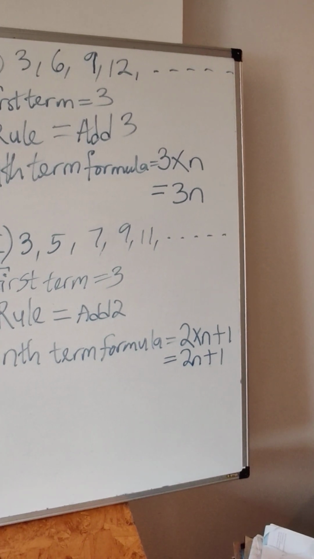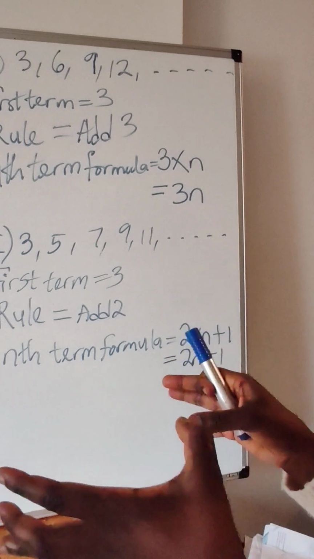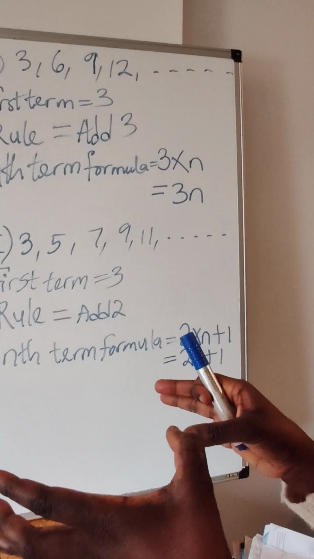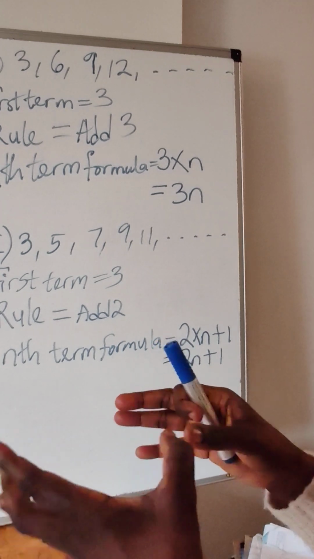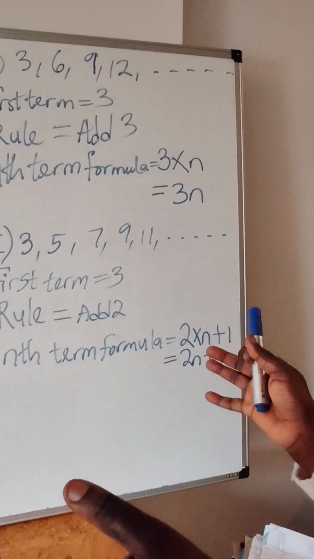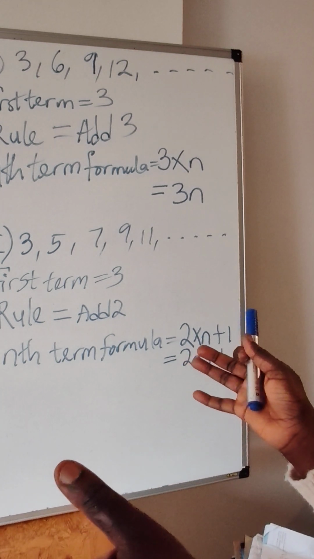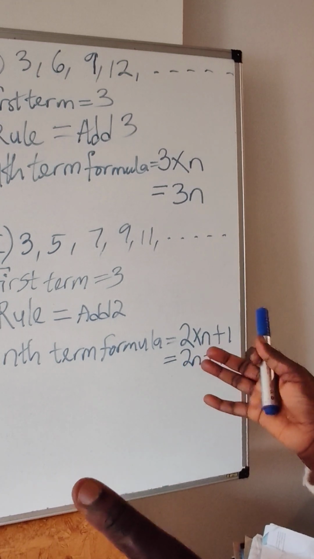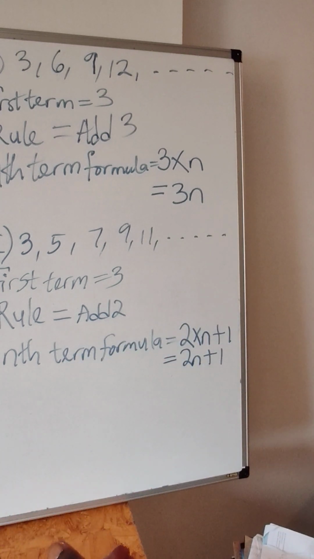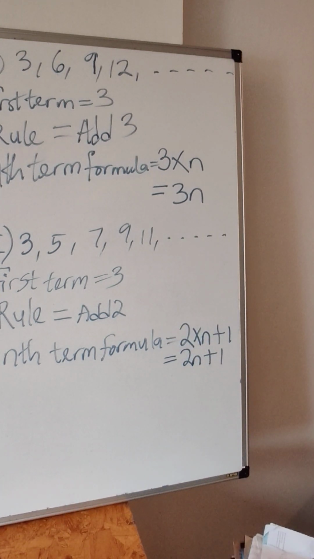And mind you, viewers, when you are able to establish the nth term of any sequence, you can get any term of the sequence. Maybe the third term, the fourth term, the millionth term, the billionth term. Any term you're asked to find, you can always work it out because you have the nth term, and from the nth term formula, you can always substitute any term number you're asked to calculate and come up with your result straight away.